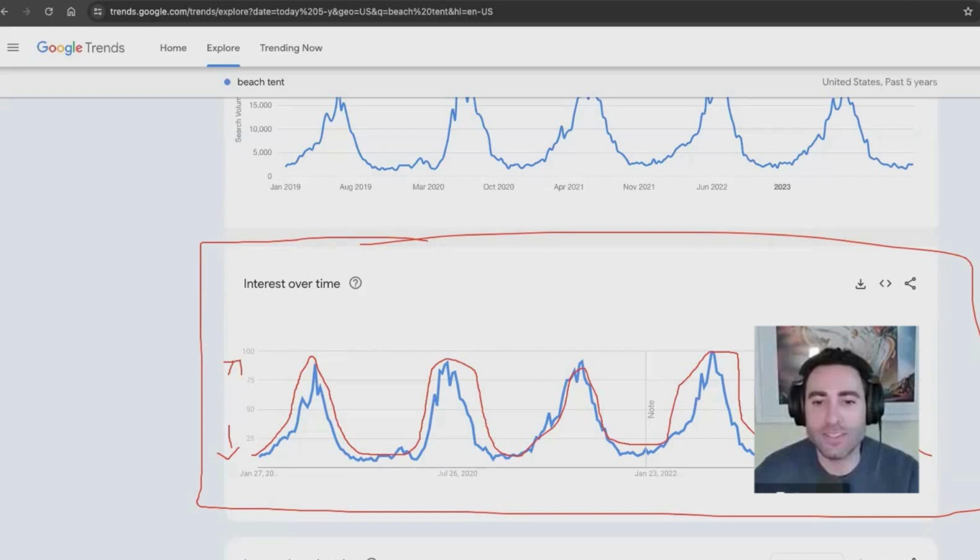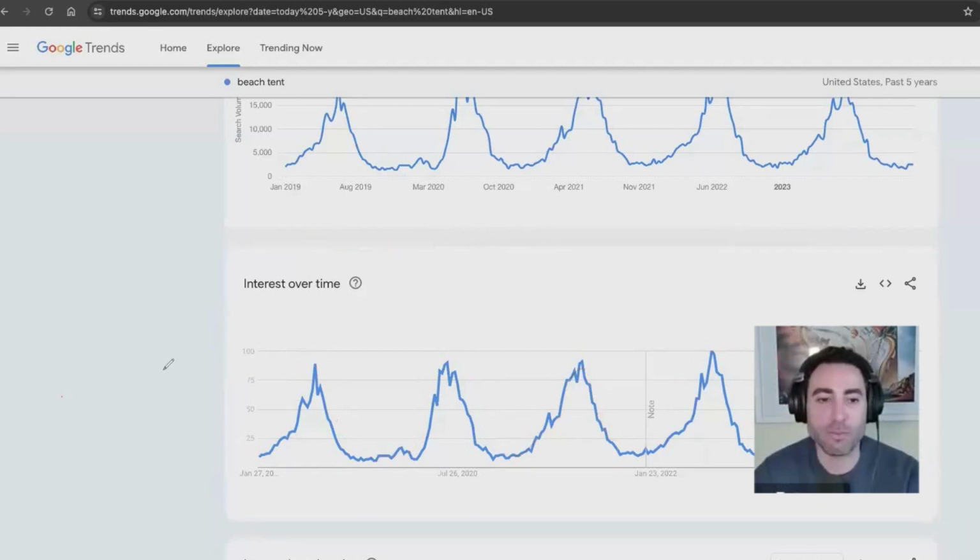So basically, this is letting you know that the product is actually seasonal, right? The product is seasonal because it's a beach tent. What's happening is people are buying it over summer, and then as it starts to get cold weather, not many people are buying it, and then you're going back up and down again. So that tells you the product is actually seasonal.